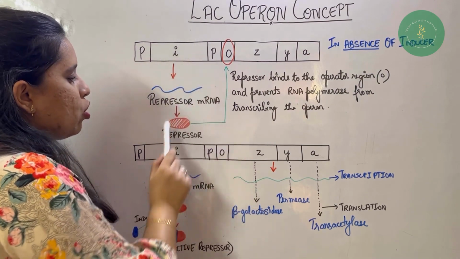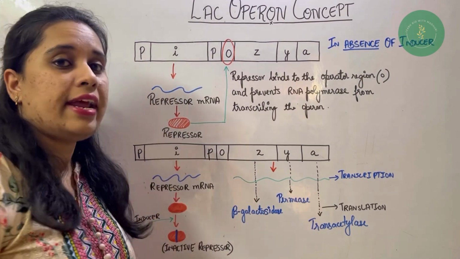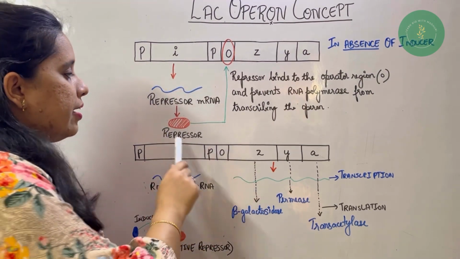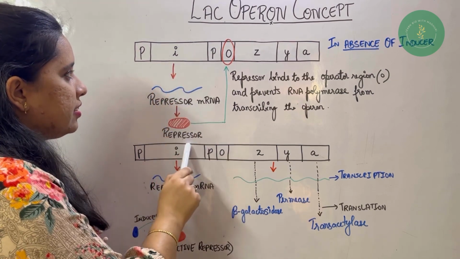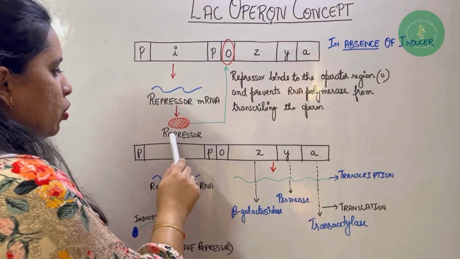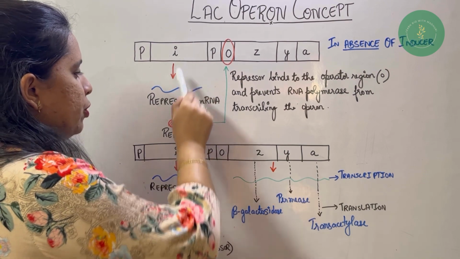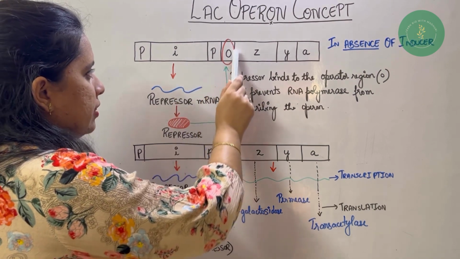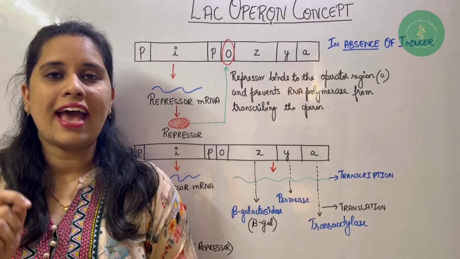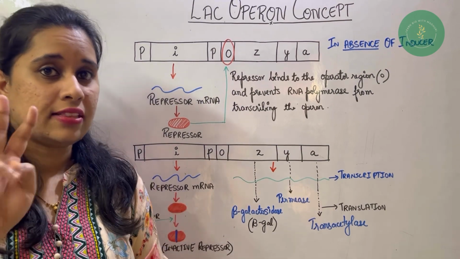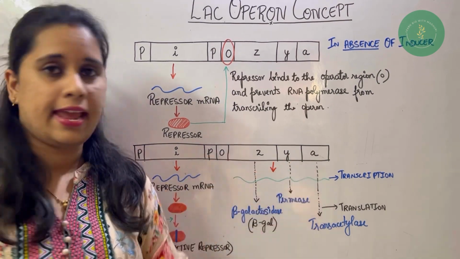The I gene codes for the repressor, which is a regulator protein, and the repressor is continuously synthesized by the I gene. The repressor produced by the I gene will block the operator region. As I've told you, the structural genes are three, that is Z, Y, and A.